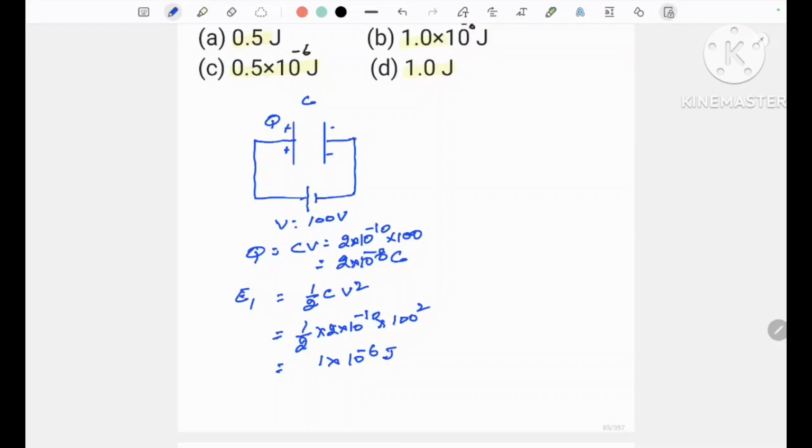चार्ज. Now it is disconnected and इसको सिमिलर कैपेसिटर से जोड़ दिया गया. चार्ज will be redistributed और क्योंकि सेम है, सिमिलर हैं इसलिए चार्ज will be half and half.